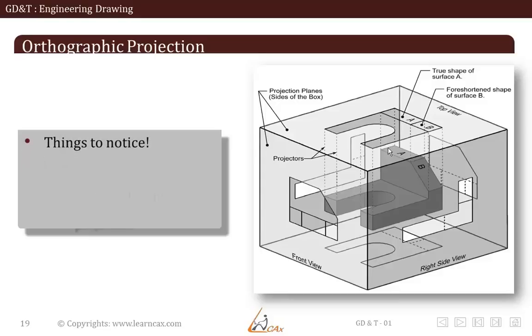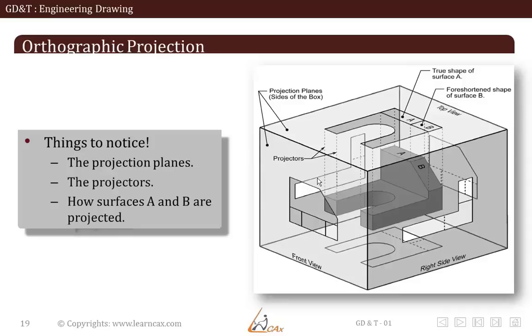Now the things to notice are the projection planes, the projectors, and one most important thing to be noted is how surfaces A and B are projected. Here we have the surface A and the surface B. A is parallel to the top projection plane and B is inclined to it. So let's watch how it's projected. A is actually projected in its actual dimension, while B's projected dimensions are much smaller than the actual dimension. Similarly, if you see the same on the right hand side projection plane, you will see B's projection is again having a shorter distance.